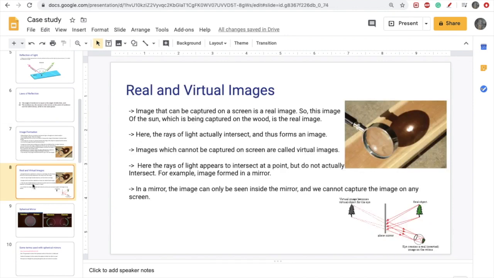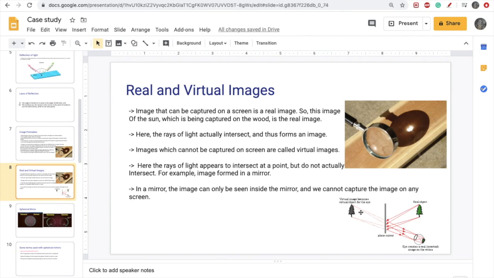Now let us see what is a real image and a virtual image. An image that can be captured on a screen is called a real image. So this image of the sun is being captured on this wooden piece, correct? So this is a real image because we are actually able to put that image on some real world object. But if you see an image that is formed inside the mirror, you can't take it and put it on any object, correct? We cannot capture that image on any real object.